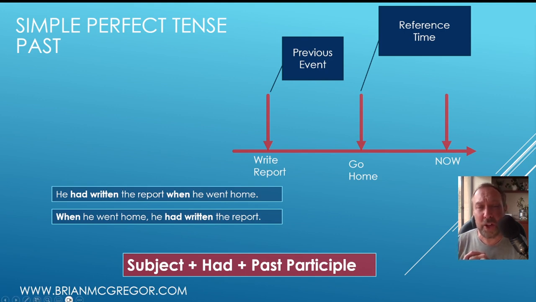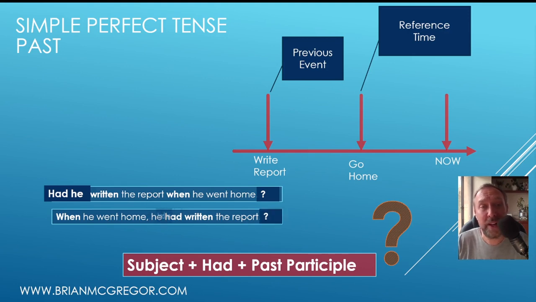How would we do a question with this? How do we convert this into a question? Well, instead of he had written, you want to change that to had he written. Had he written the report when he went home? Or, in the other sentence, when he went home, had he written the report? So instead of subject had past participle, we want to change that around to had subject and then the past participle.